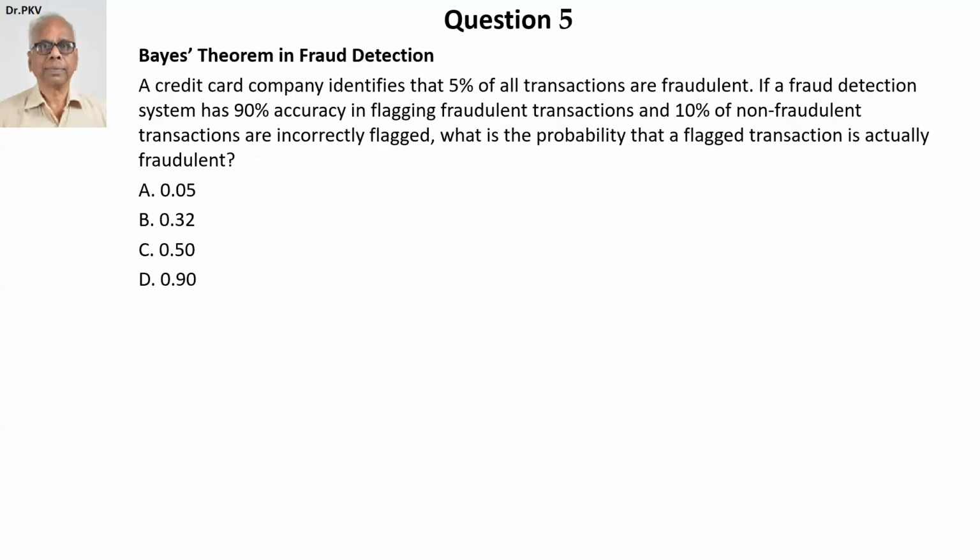Question 5. Bayes theorem in fraud detection. A credit card company identifies that 5% of all transactions are fraudulent. If a fraud detection system has 90% accuracy in flagging fraudulent transactions and 10% of non-fraudulent transactions are incorrectly flagged, what is the probability that a flagged transaction is actually fraudulent? That is the question.